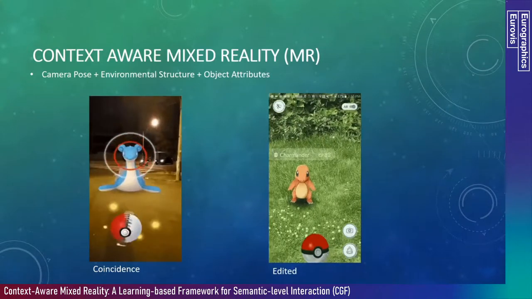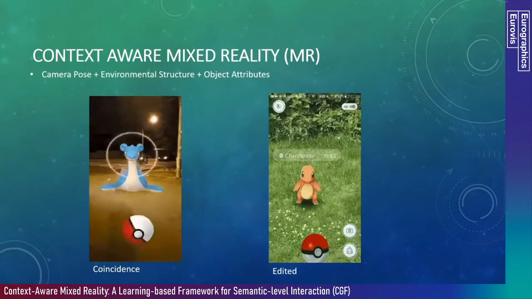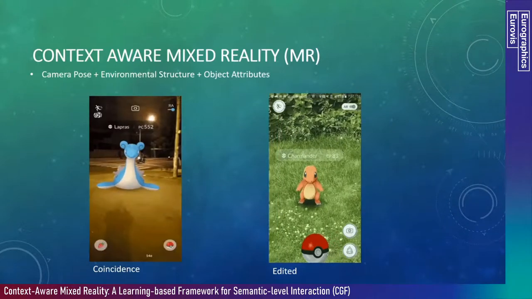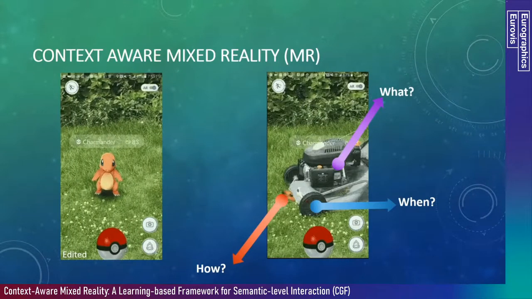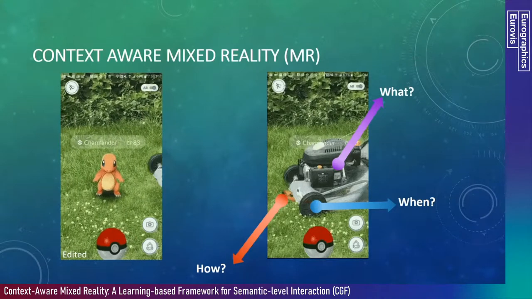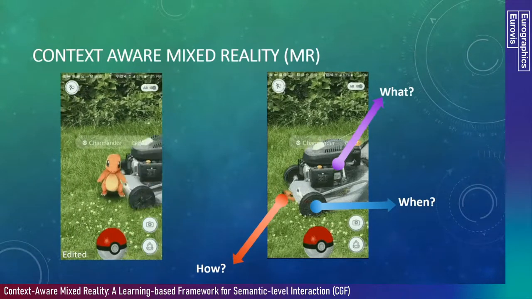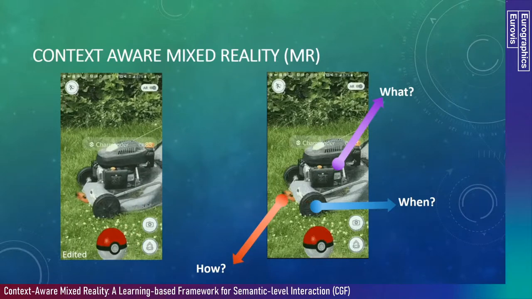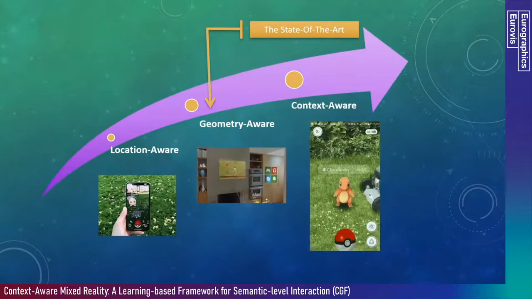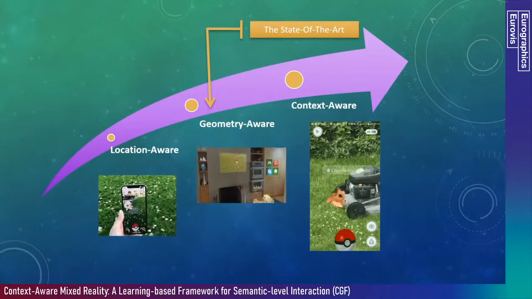And here's another demo. I believe it is edited. However, it's a good example of how context MR works. You see the little monster can be smashed by a lawnmower. However, this is extremely difficult, because first, your MR system needs to understand what the object is, and when the object will reach your virtual object. And also, you should know the high-level information about how your virtual object can interact with the real object. So this is a very hard problem. Our state of the art is just beyond geometry aware, and context aware is still a future.